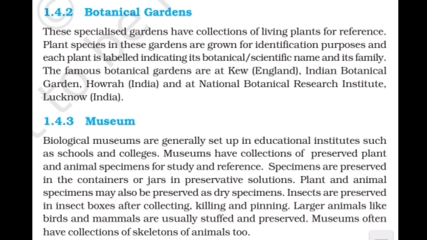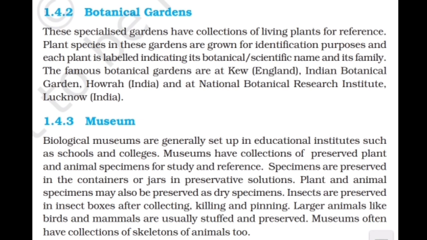1.4.2 Botanical gardens. These specialized gardens have collections of living plants for reference. Plant species in these gardens are grown for identification purpose and each plant is labeled indicating its botanical scientific name and its family. The famous botanical gardens are at Kew England, Indian Botanical Garden Howrah India and at National Botanical Research Institute Lucknow India.